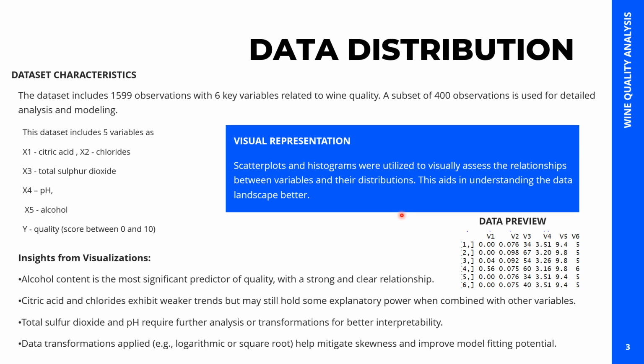Before we go to the graphs, I just wanted to share some insights from the visualizations. What we have found out: alcohol content is the most significant predictor of the quality, with a strong and clear relationship. Citric acid and chlorides exhibit weak trends but still hold explanatory power. Total sulfur dioxide and pH require further analysis for better interpretation.